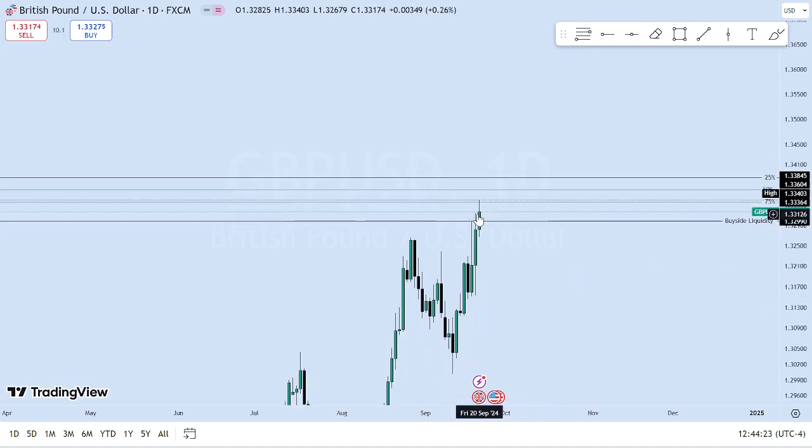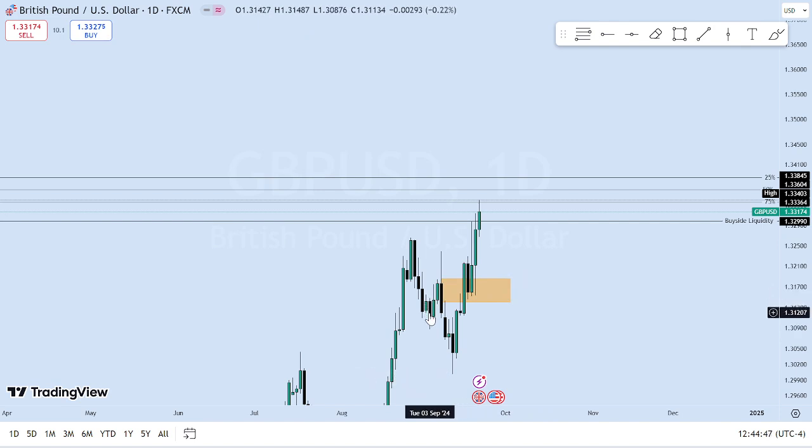And here we close on Friday on the daily chart. This is our breaker, standing as a support level. There is our breaker, this candle here, standing as a support level.